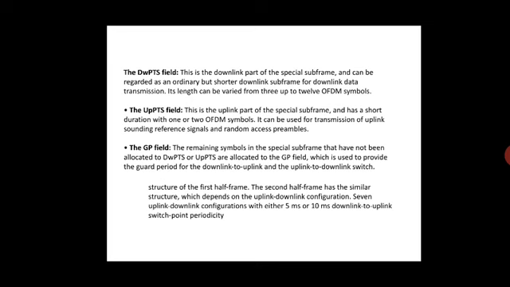Similarly for uplink, this is the uplink part of the special subframe and has a short duration with 1 or 2 OFDM symbols. For downlink it will be 3 to 12, for uplink it will be 1 or 2 OFDM symbols. It can be used for transmission of reference signals and random access preambles. Further, the guard bits: there is a GP field. The remaining part of the special subframe that has not been allocated to DwPTS or UpPTS is allocated to the GP field.